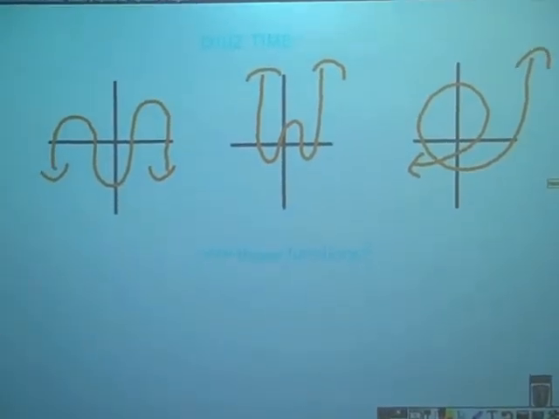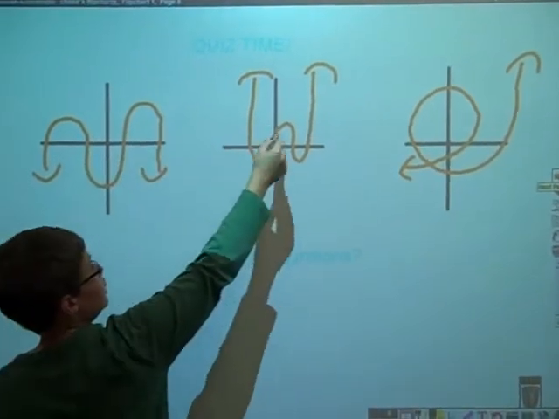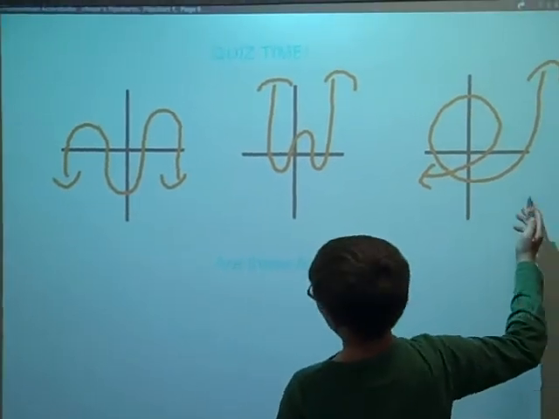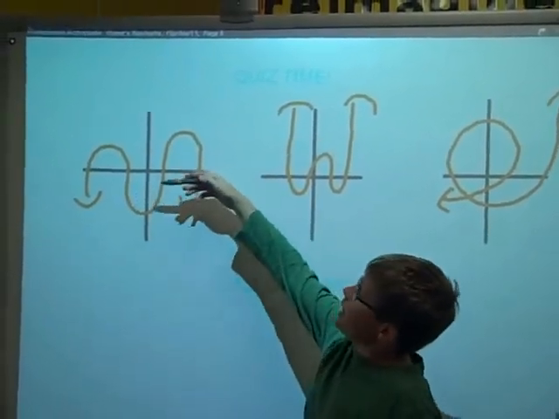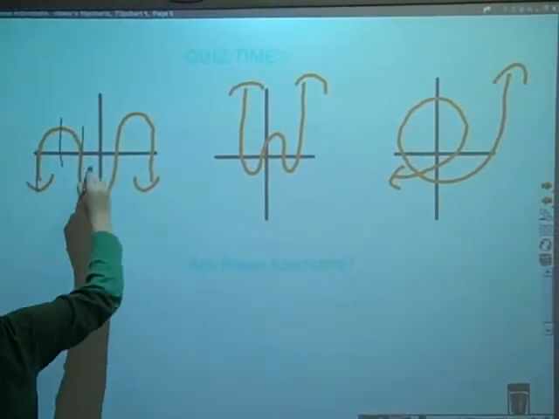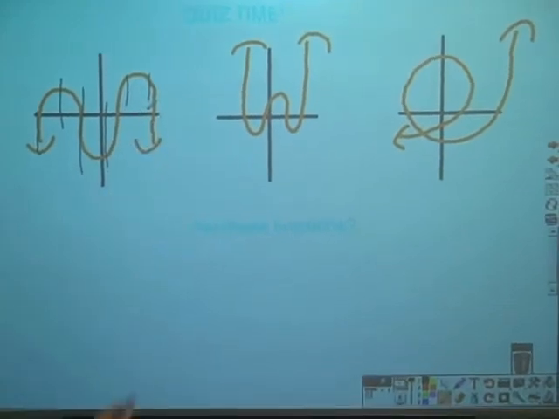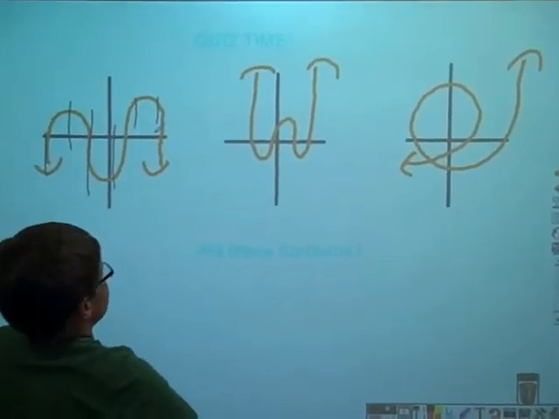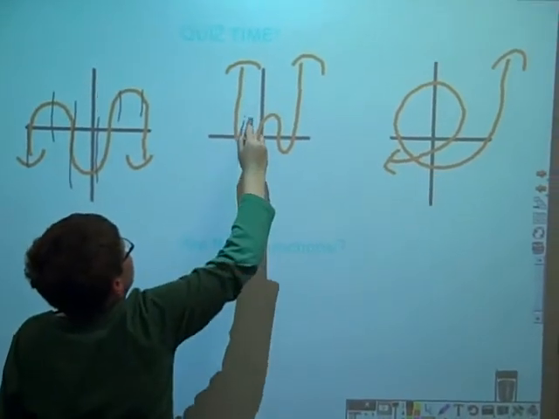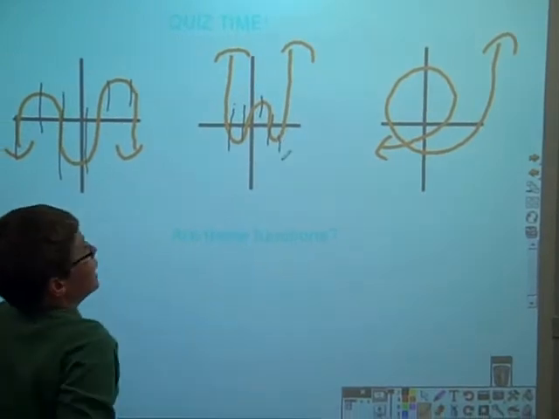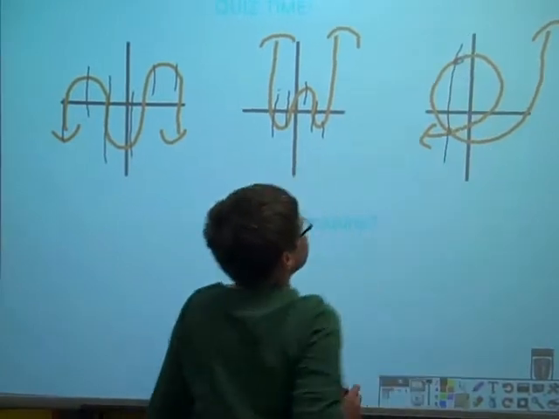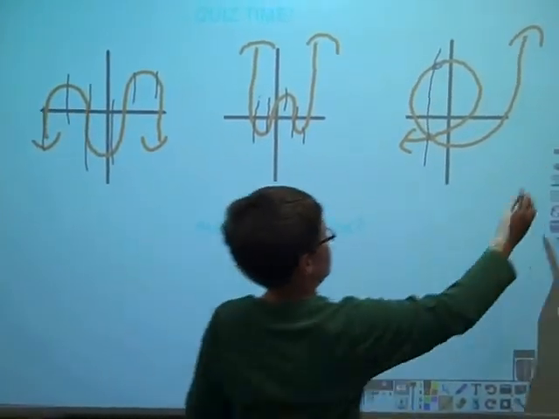Alright, so quiz time. Are these functions? I'll give you a couple seconds to figure that one out. So our answer is yes, this is a function because we can't draw a vertical line in here such that it touches more than one point. Well, okay, my drawings are bad. Please excuse that. This one, same thing. These, you can't draw a vertical line like that. This one, yes, that hits 2 points. So that one is not a function.